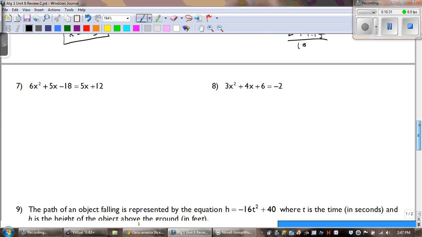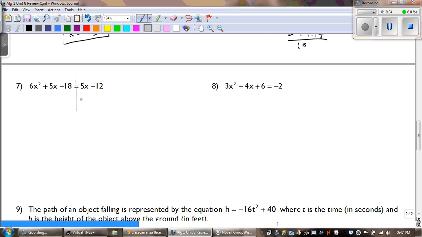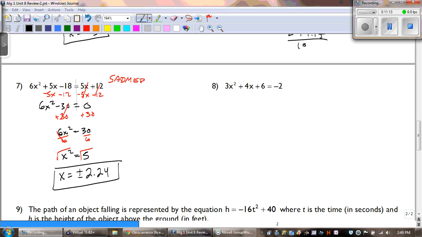All right, number 7. Let's go ahead and move everything to the left because that's where our positive quadratic term is. Everything cancels and we get 6x squared minus 30. Okay? Now, there's no linear terms, so you're going to do SADMAP. So go ahead and pause the video and solve. Okay, and you get plus or minus 2.24.